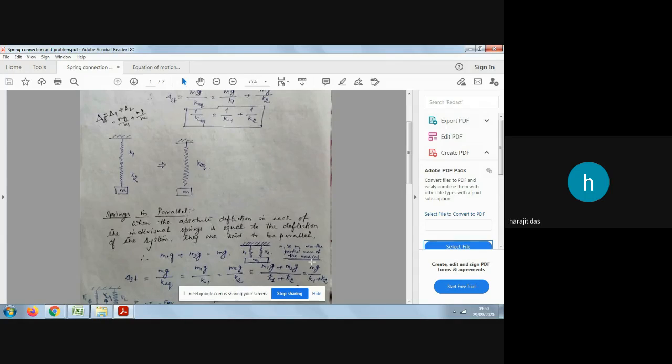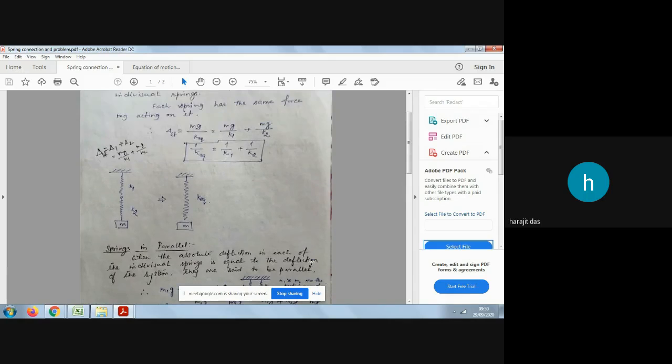Why are equivalent stiffnesses found in any problem? Because you can see what omega n is. When we use the equation m x double dot plus kx equals 0, omega n square equals k by m, means omega n equals under root k by m. So omega n depends on the stiffness and mass of the system. If one spring is there, you can directly write k, but if 2-3 springs are there, you need to find the equivalent stiffness to find the natural frequency of the system.